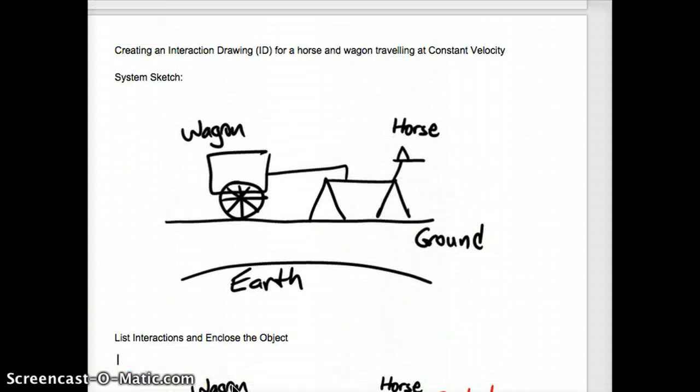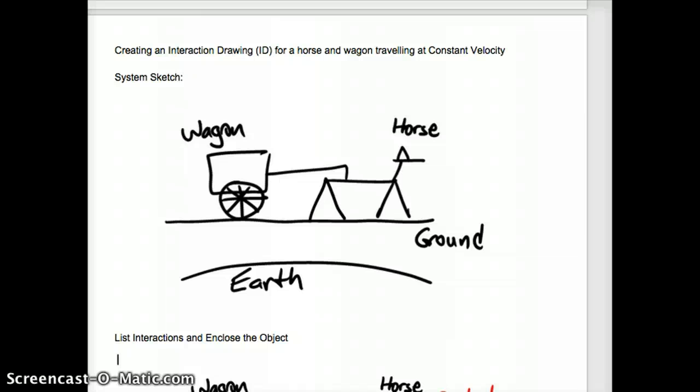Okay, so now take this picture of a horse, a wagon, and the earth and turn it into an interaction diagram. Start by drawing the objects and earth and then connect any 2 objects that have a force interaction between them. Pause and do that now.